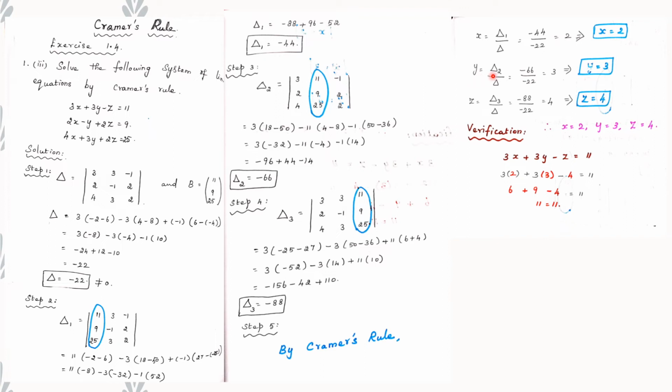Y equal to delta 2 by delta. That answer is 3. That is y equal to 3. And z equal to delta 3 by delta. That answer is 4. That is z equal to 4. Finally, you have to write the answers of x, y, z. After that, we can verify the answers too. That is, we have to substitute the x, y and z values in any one of the equations to verify the left hand side and right hand side as equal.